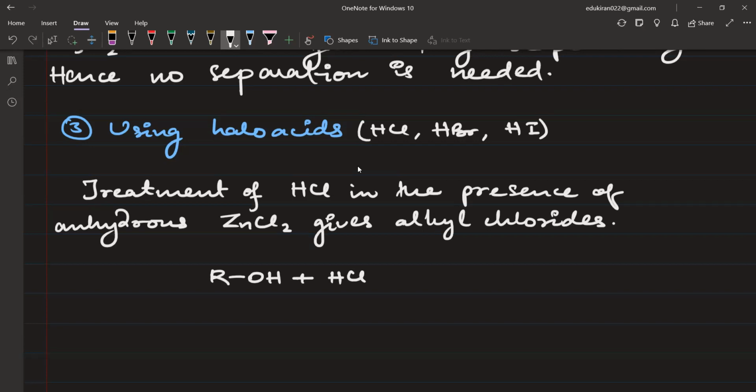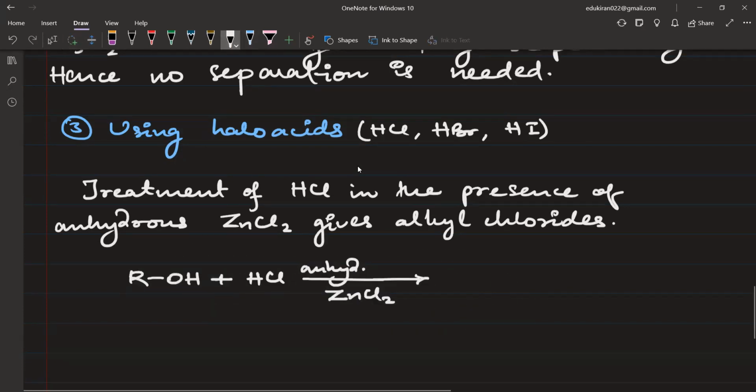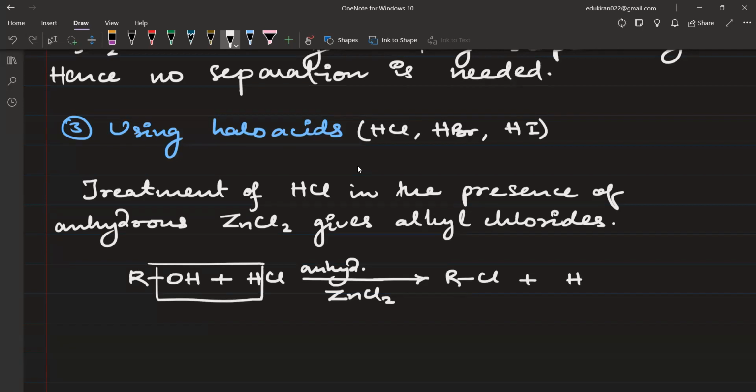Okay, so you have a reaction like this: ROH plus HCl in the presence of anhydrous ZnCl2. It is going to give me react. आप लोग लिख लीजिएगा product खुद से. Tell me, guys, can you write the product on your own? क्या बनेगा? Okay, see this. And this RCl. RCl plus water. I hope you can see. Okay.